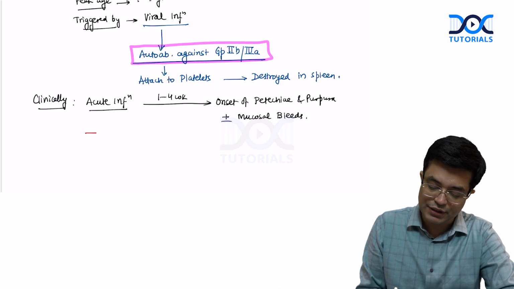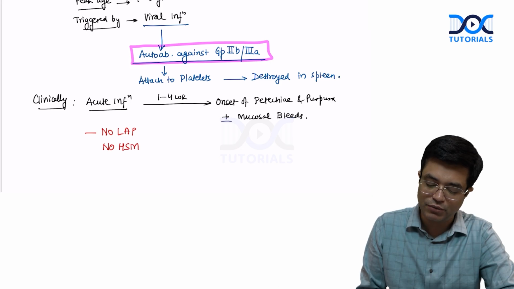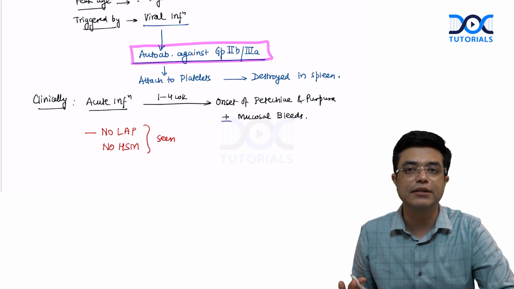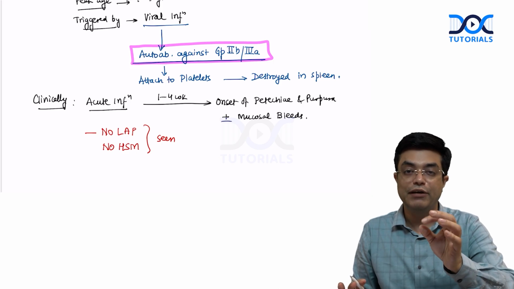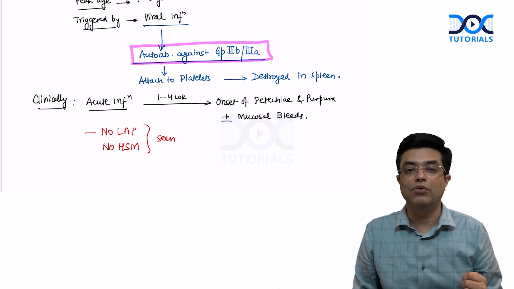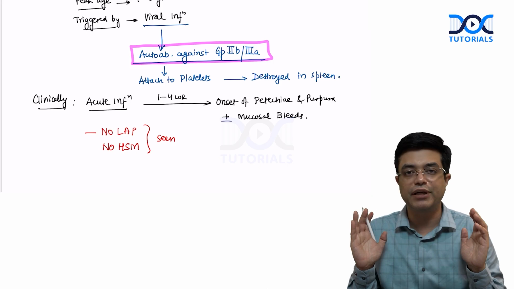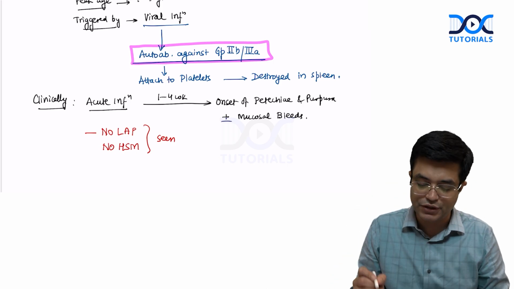Remember that in these patients, there is no lymphadenopathy and no organomegaly, that is, no hepatosplenomegaly is ever seen. If they are present, ITP should be ruled out. So no lymphadenopathy and no hepatosplenomegaly is ever present in these patients.